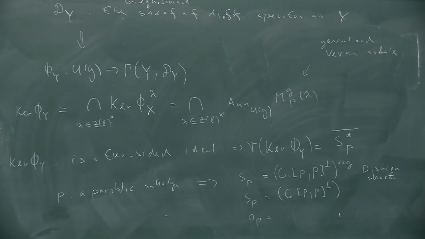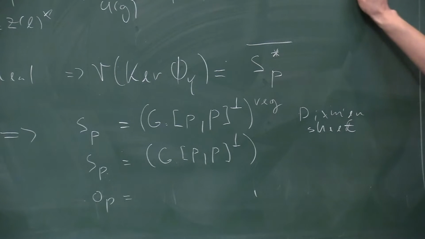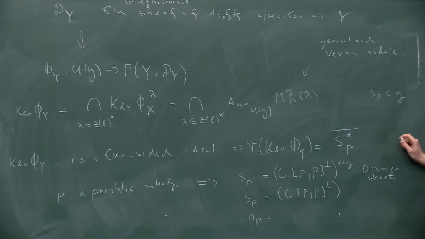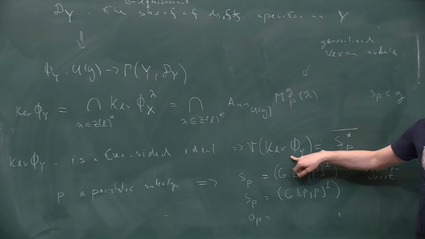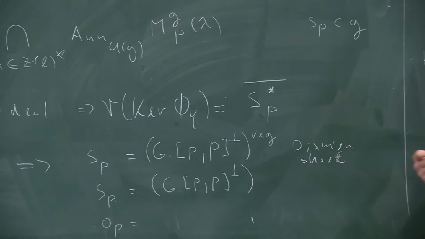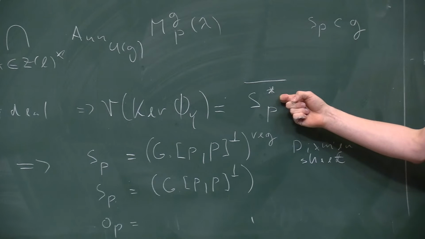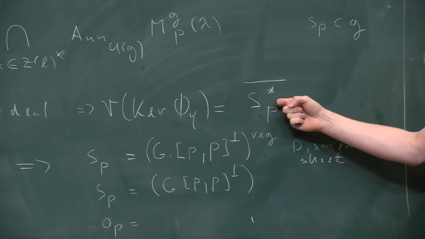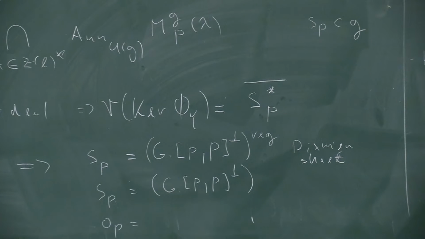Excuse me? Yeah? What is the notation S_P star? What do you mean? Well, this Dixmier sheet is a subset of g, so this exactly is a subset of g star. So this just means that I use the Cartan-Killing form to transfer this subset to g star. So that's only the identification.